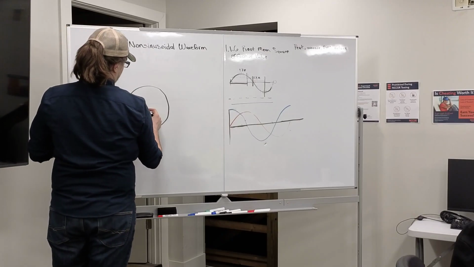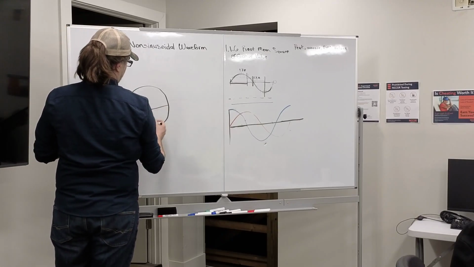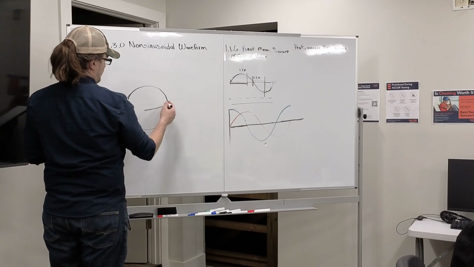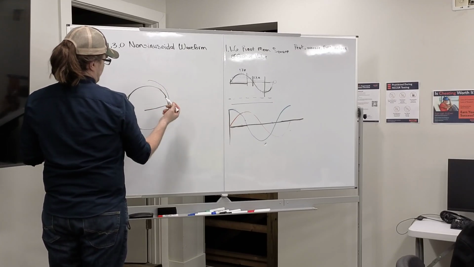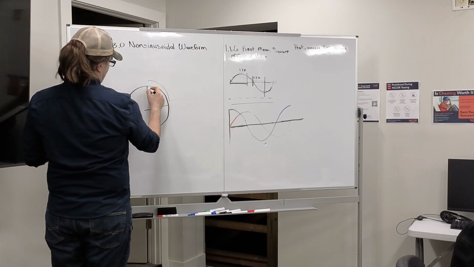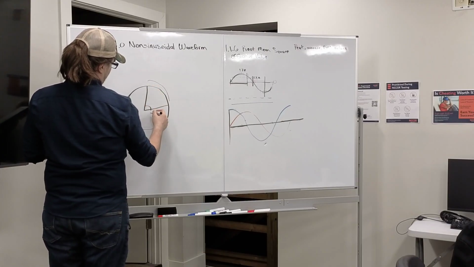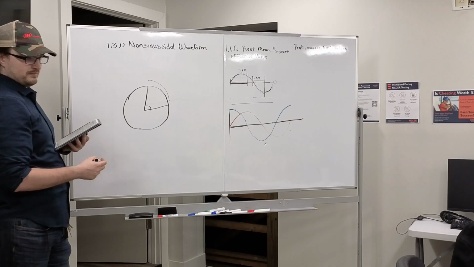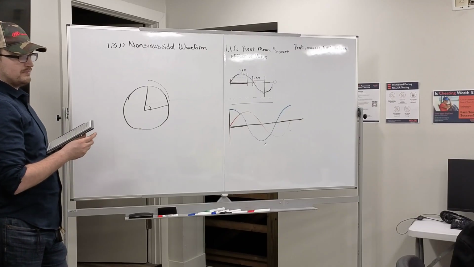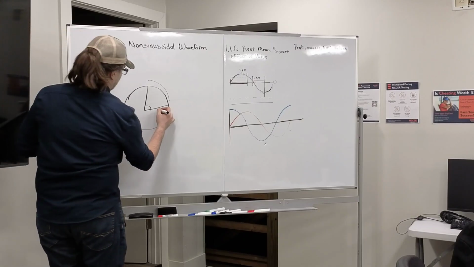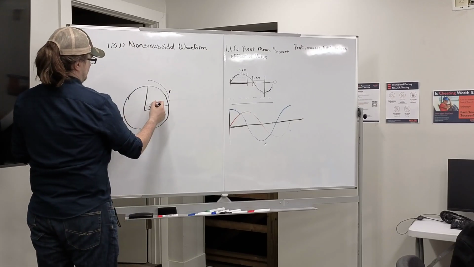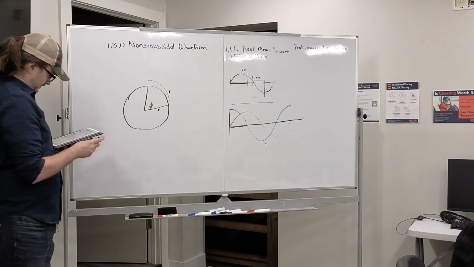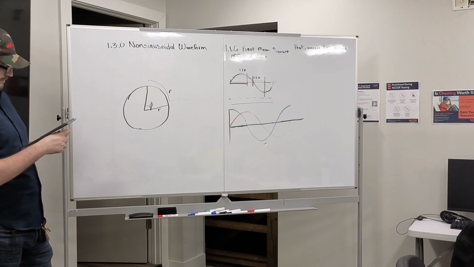So let's say that is about your radius. That means that's a radian. Angular measure. Good?